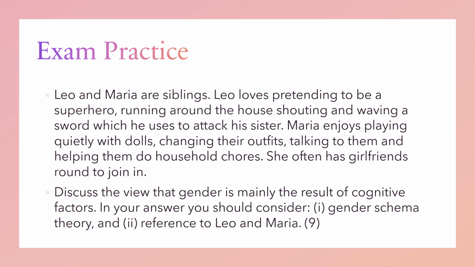And it's a 9-mark question. So what you need is 3 marks explaining gender schema theory, 3 marks worth of referencing Leo and Maria, and 3 marks worth of evaluation. And you know that it's evaluation because the question asks you to discuss. If a question asks you to discuss, then it means that it wants you to outline, which means to explain, and it also wants you to evaluate because it's a discussion.